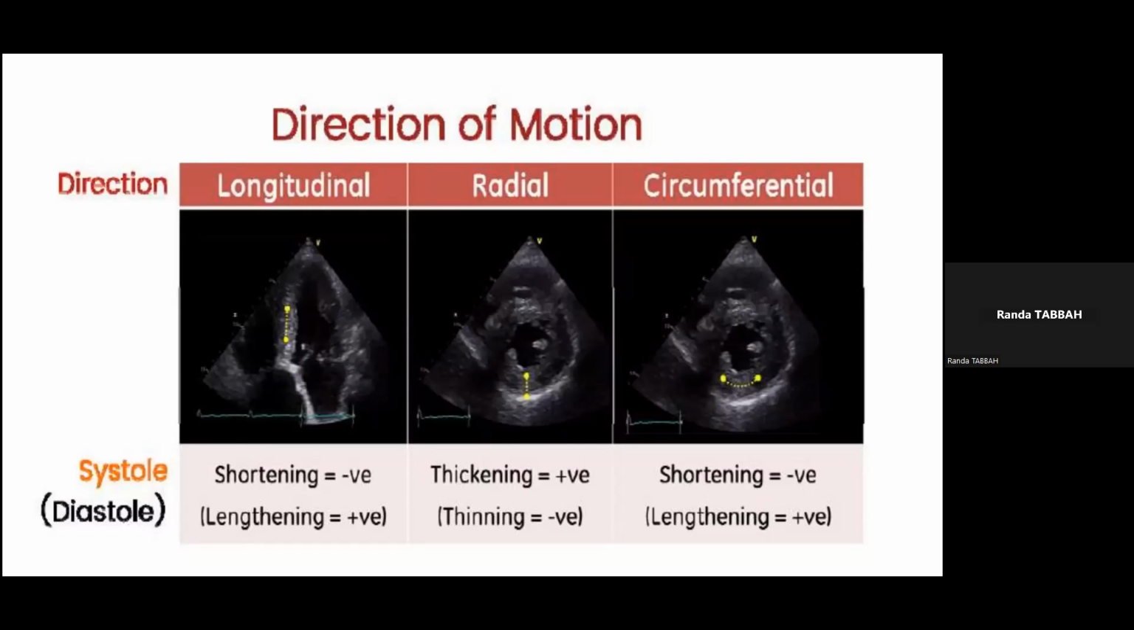So -18 is mostly the normal range. When we have less than -18, it means 14, 13, 12, minus 9, we have a decrease in the LV longitudinal contraction. When it is more, of course, it is normal, and we have several patterns in these cases. And the radial is positive, and the circumferential is negative, like the longitudinal. We use mostly the longitudinal strain, not the others.